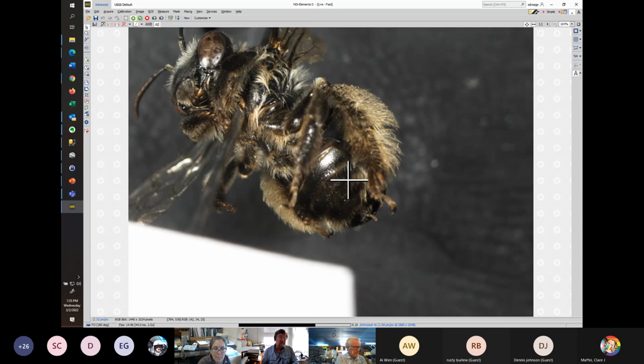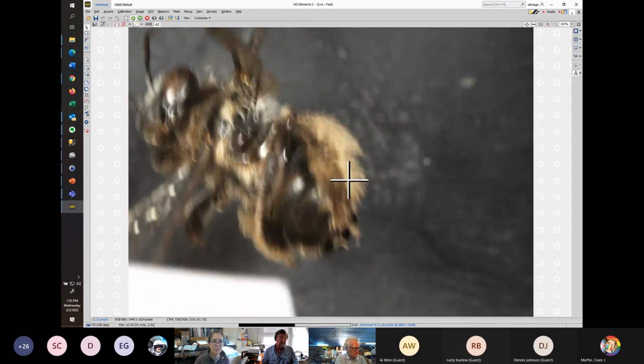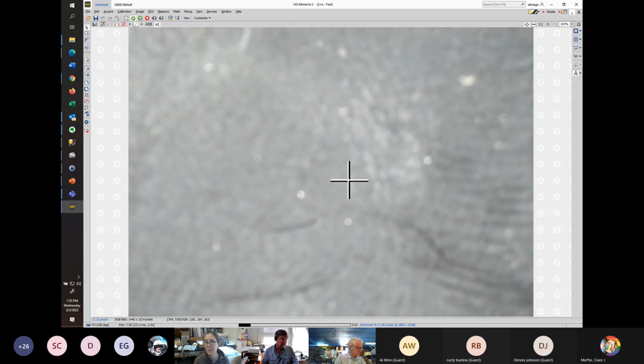So why don't you tell people what hamuli are, in case they don't know. In Hymenoptera, hamuli are the hooked hairs. I don't think they're really hairs, but they're the hooked things that come off the top of the hind wing, which connects the wings in flight so that they act as a single wing on either side. Not sure if I explained that very well.